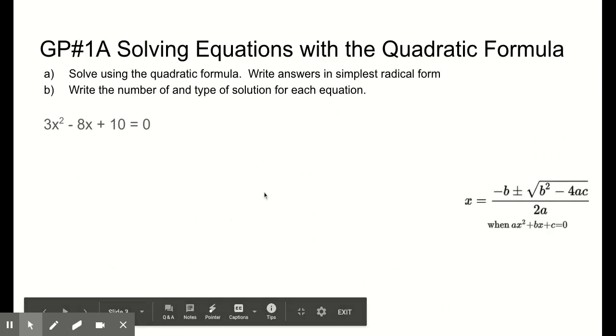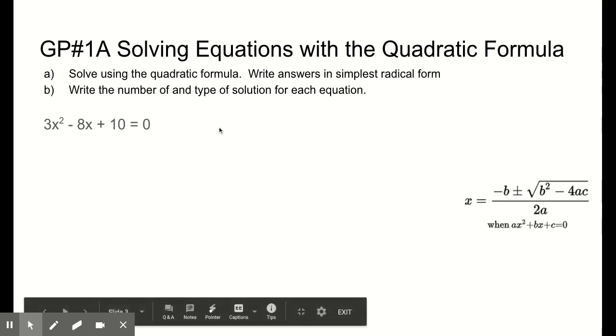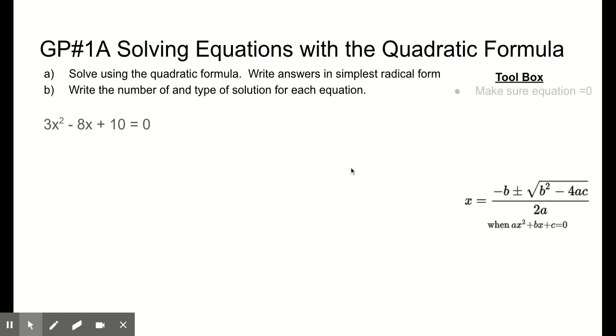Okay, so we are going to solve using the quadratic formula. We need to write our answers in simplest radical form, and then when we're done, write the number and type of solutions for each equation. So just like with 5-3, we're using the quadratic formula here. First step is to make sure the equation is equal to 0. That's already done for us here.